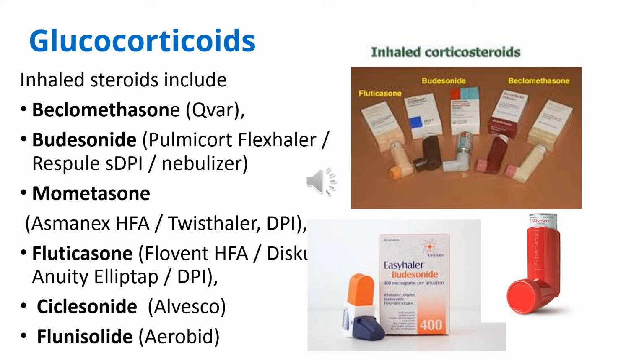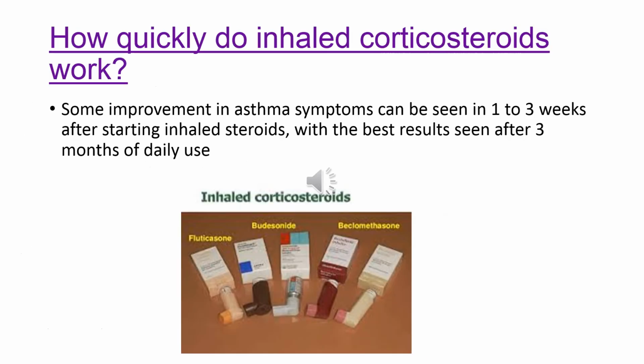Inhaled steroids include beclomethasone, budesonide, mometasone, fluticasone, ciclesonide, flunisolide. How quickly do inhaled corticosteroids work? Some improvement in asthma symptoms can be seen in 1 to 3 weeks after starting inhaled steroids, with the best results seen after 3 months of daily use.